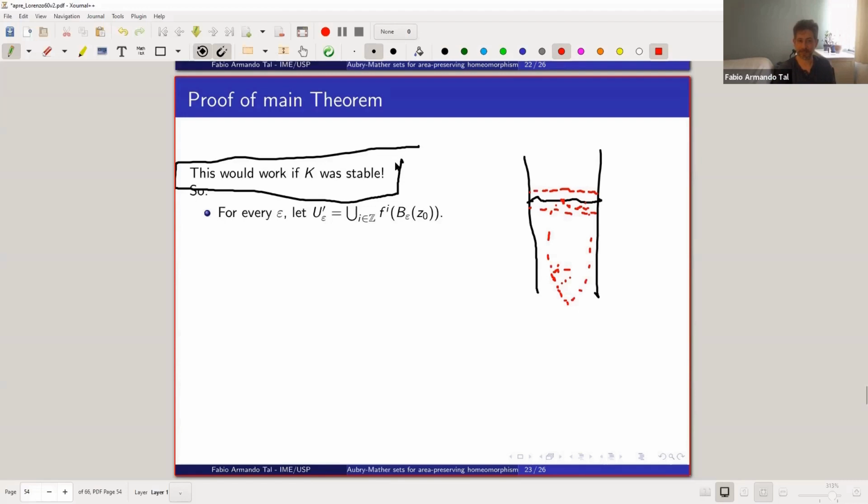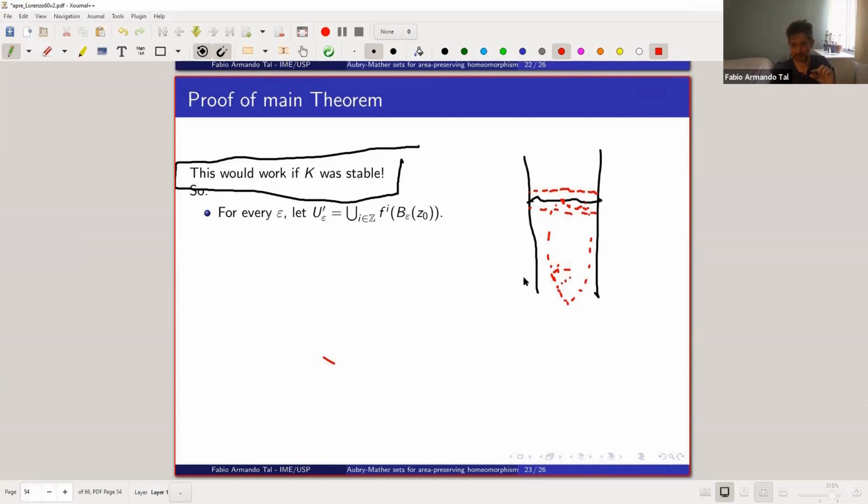So if I have a stable invariant annular continua, I'm good. So the idea is, how can I construct this stable annular continua? Your Aubry-Mather set is going to be this invariant continua, if it is separated and stable, then yes.